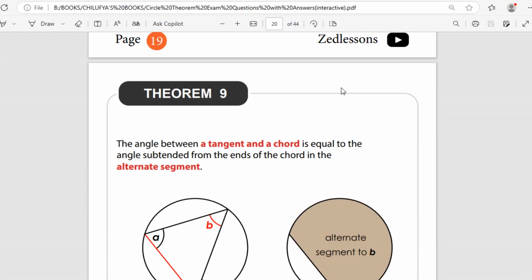Here in this lesson, we are going to look at Theorem 9.